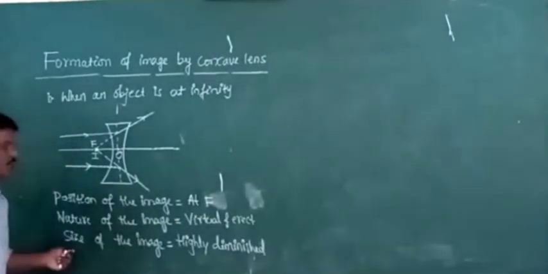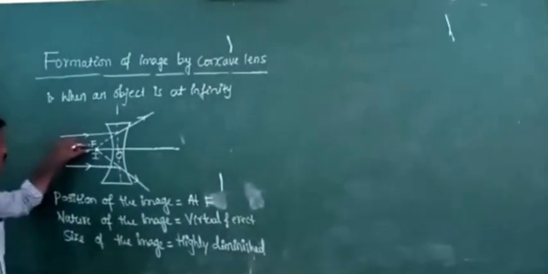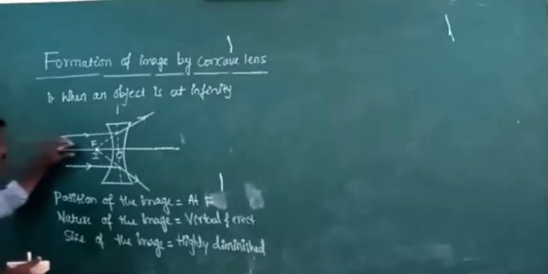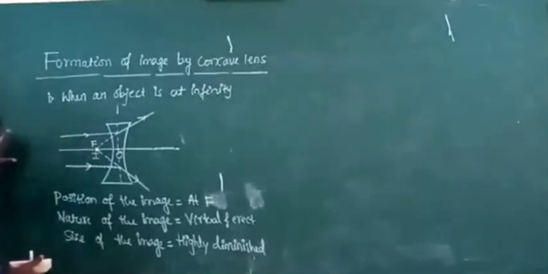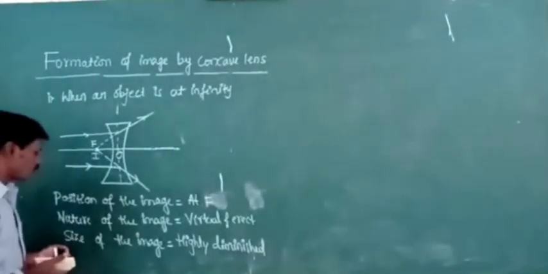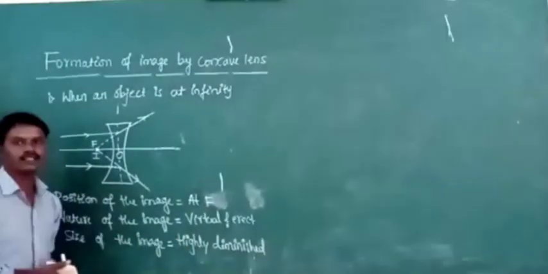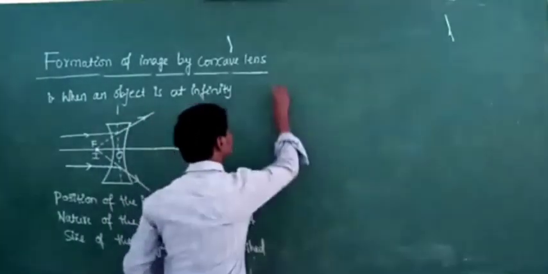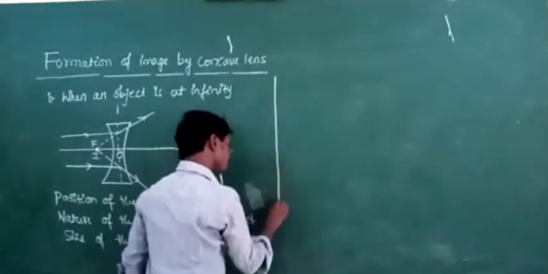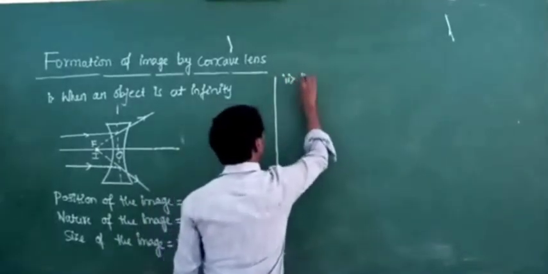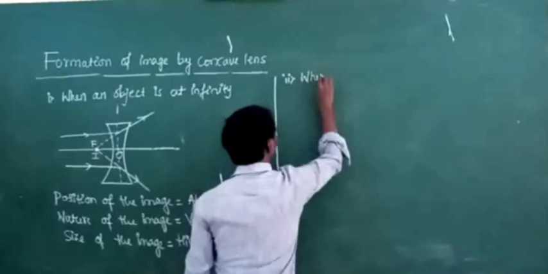Then what about the size of the image here? The size of the image is very small compared to the size of the object. Let us assume this is the size of the object and this is the size of the image. So compared to the size of the object, the size of the image is very small. That is why the size of the image is said to be highly diminished. It is the first case. What is the second case now?